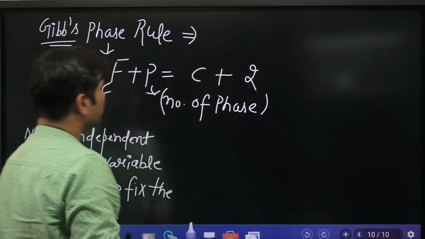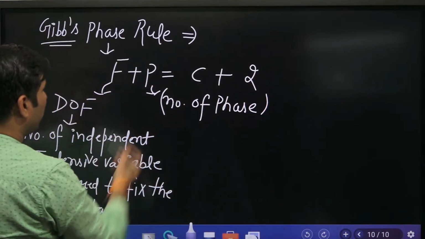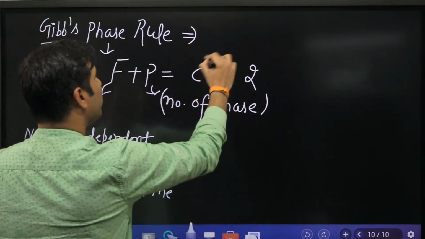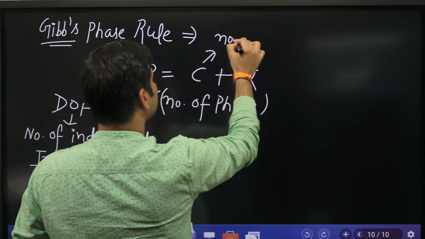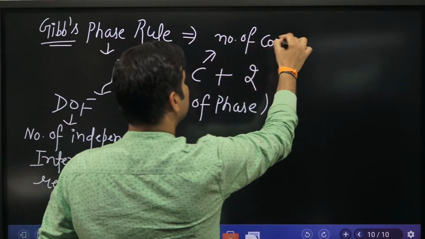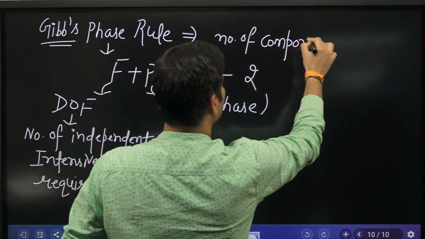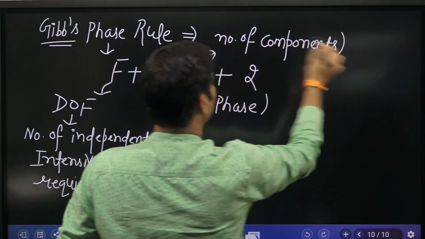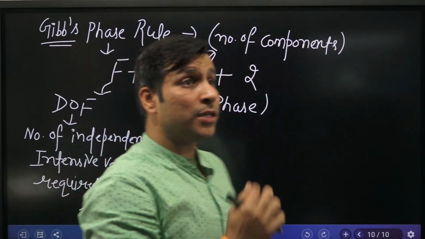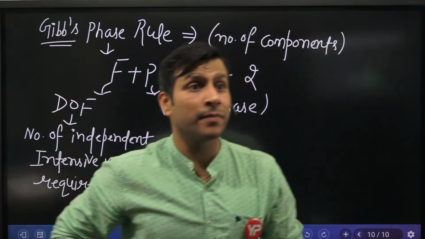Okay, so F, degree of freedom. P, number of phases. What do you mean by C? Number of components. Minimum number of components or constituents.